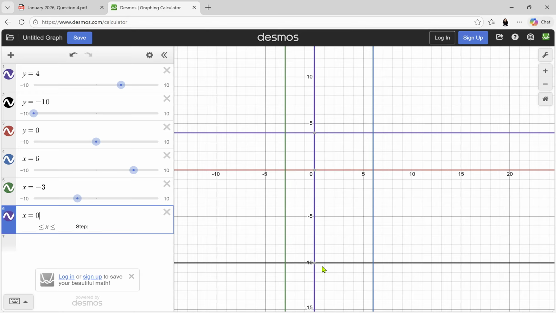So x is equal to 0 is just the y-axis. So guys, you need to know what the equation of a straight line is. You need to be able to interpret what you are seeing when the equation of a straight line is given in the form y is equal to mx plus c. You must be able to tell that m, the coefficient of x, is the gradient of the line, and c is the y-intercept.